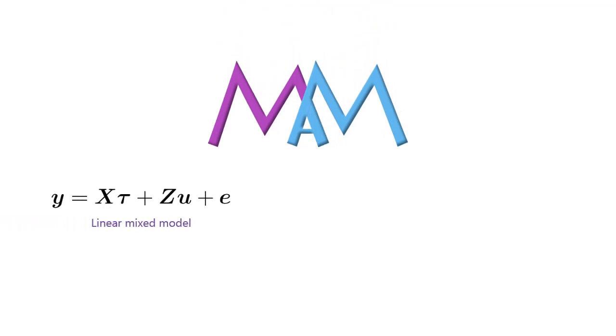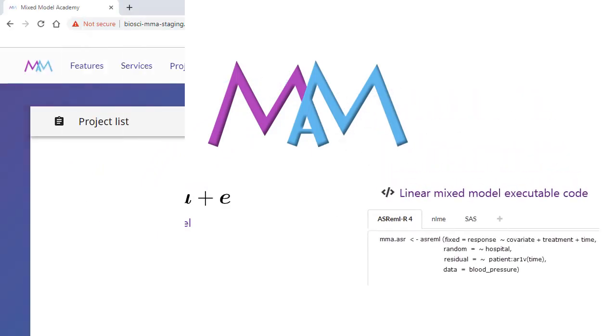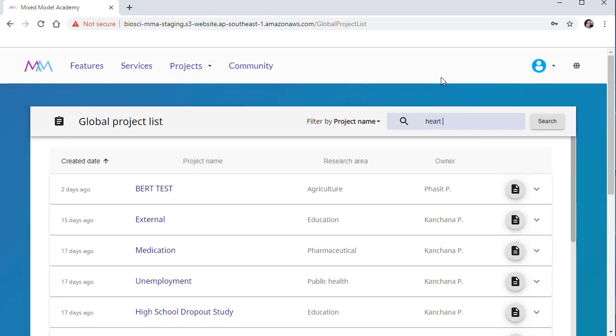MMA provides a playground to codify your model into executable code while teaching good mixed model practice. Let's demonstrate using the MMA project Heart Rate in Rats.